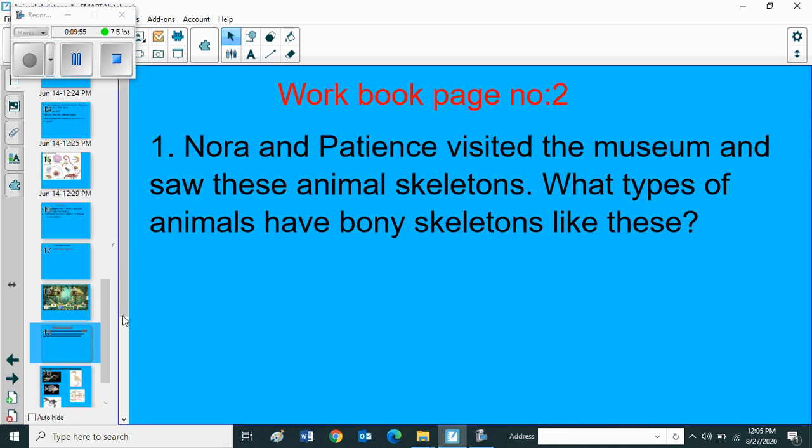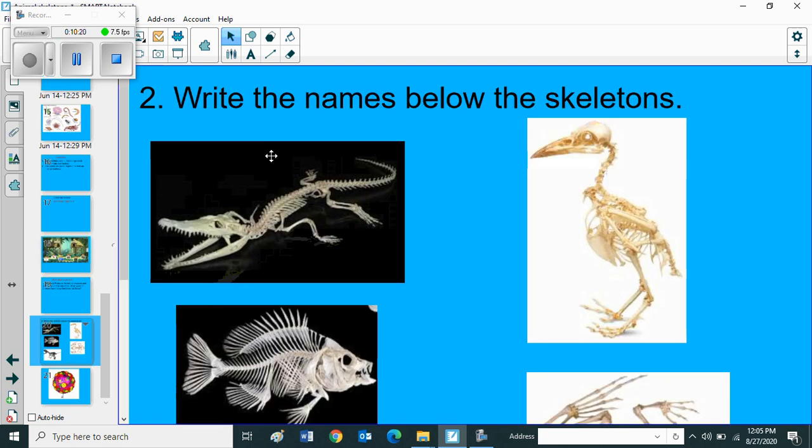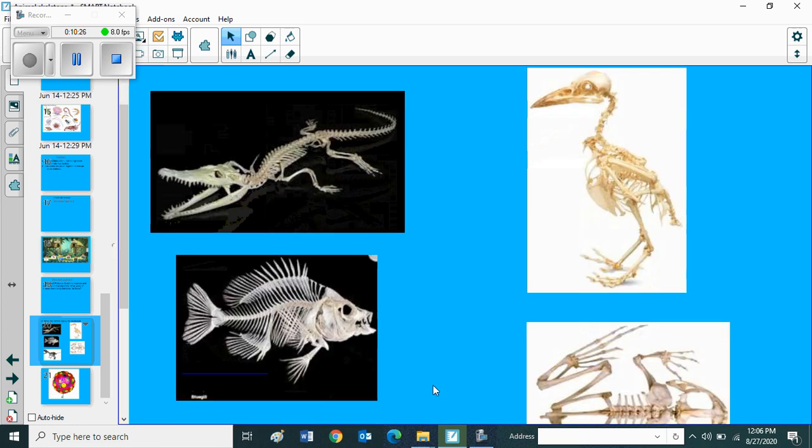The next one, this activity from your workbook, page number 2. Students visited the museum and saw these animal skeletons. What types of animals have bony skeletons like these? So you have to write the names below the skeletons.